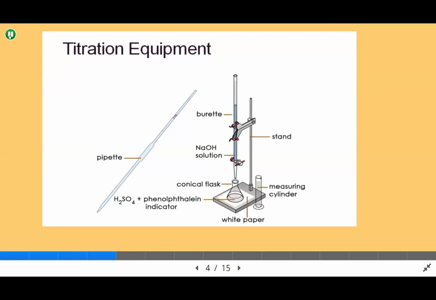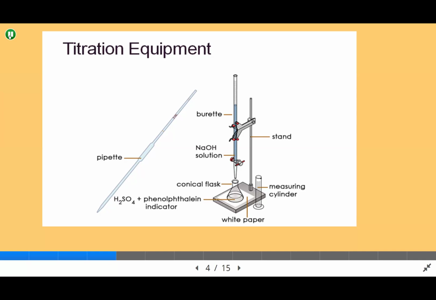Here's a closer look at your titration equipment. You have an acid or base solution of unknown concentration, and we determine that concentration by the delivery from a burette of a measured volume of a solution of known concentration called the titrant. If the sample in the flask is an acid, then the titrant used is a base, and vice versa.